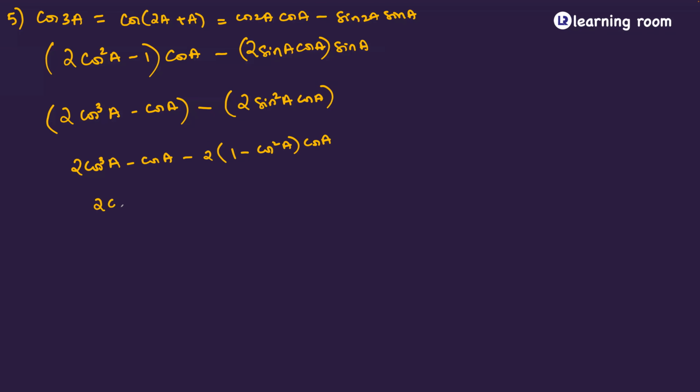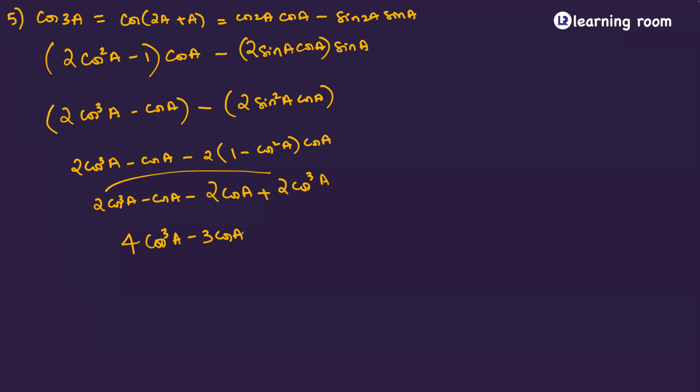So this will be 2 cos cube a minus cos a minus, observe, 2 into 1 into cos a. It is 2 cos a. Minus of minus is plus. 2 into cos square a into cos a is 2 cos cube a. Now combine the terms. So 2 cos cube a plus 2 cos cube a will be 4 times cos cube a minus cos a minus 2 cos a will be minus 3 cos a. So this is going to be the expression for cos 3a.